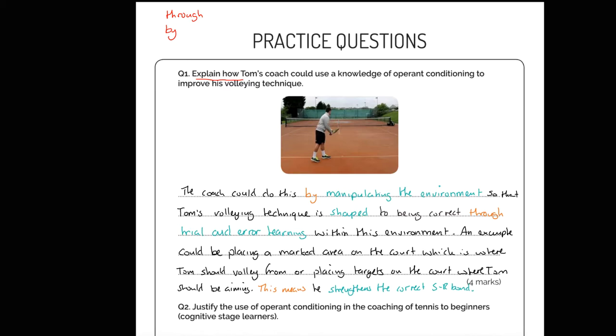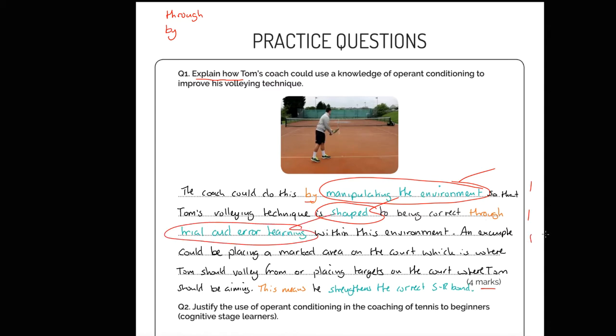But let's go through it. Explain how Tom's coach could use a knowledge of operant conditioning to improve his volleying technique. So the coach could do this by, and okay, I'm in explain how mode, manipulating the environment. There's one of our key pieces of language from operant conditioning. We're looking for 4, by the way. So that Tom's volleying technique is shaped, behavior shaping, to being correct through trial and error learning. So I'm getting all of my key language into my explanation of how this will be done within this environment.